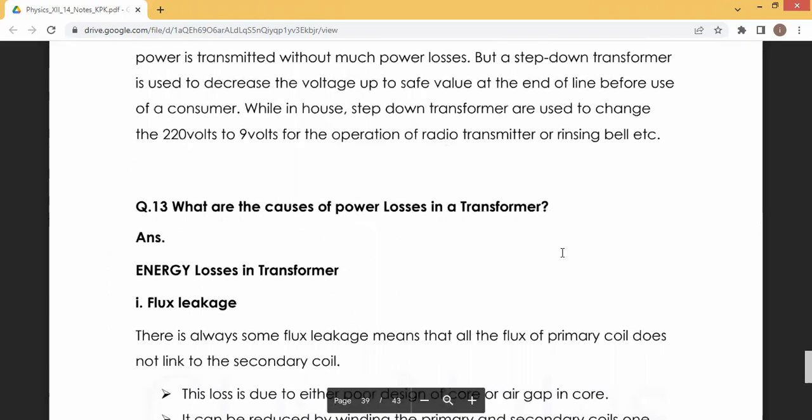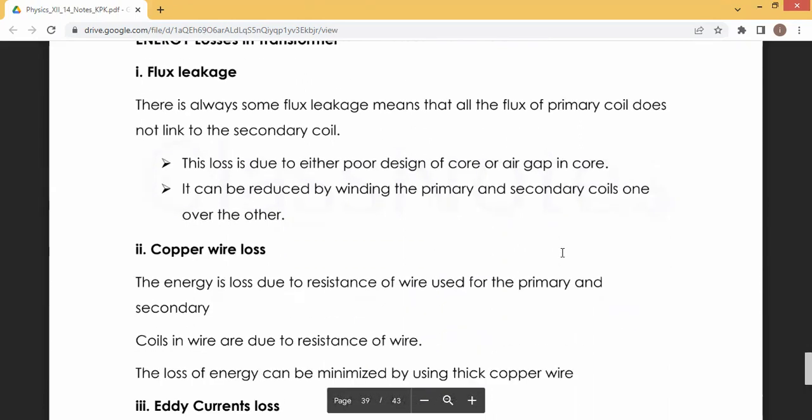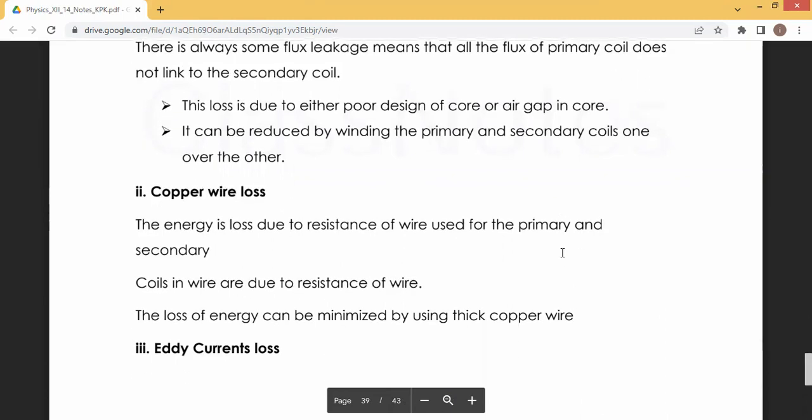What are energy losses in a transformer? First is flux leakage. There is always some flux leakage, meaning that the flux of the primary coil does not link to the secondary coil. This loss is due to either poor design of the core or a gap in the core. It can be reduced by winding the primary and secondary coils one over the other. Second is copper wire loss. Energy is lost due to the resistance of the wire used for the primary and secondary.